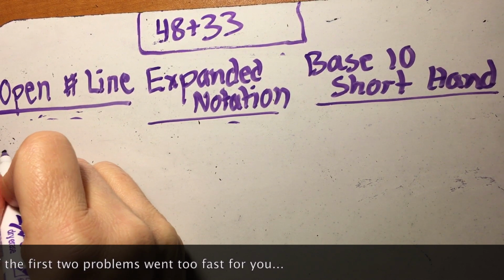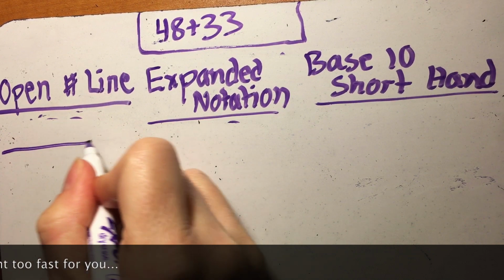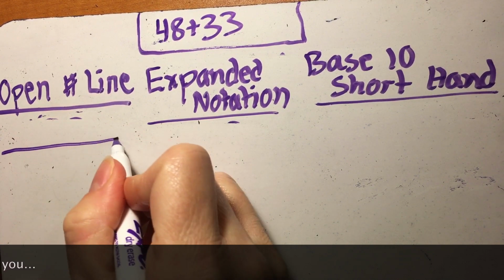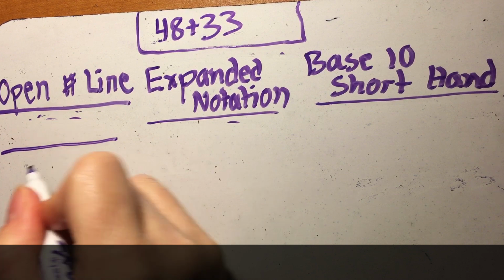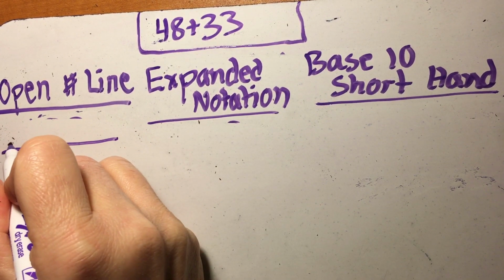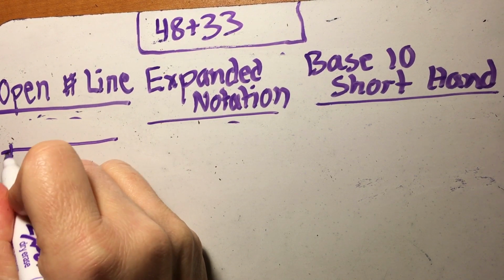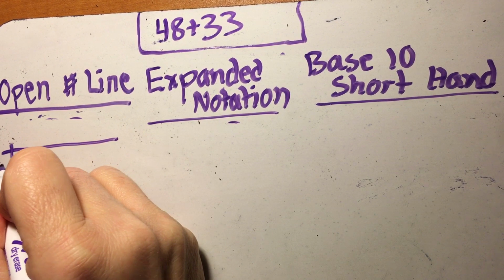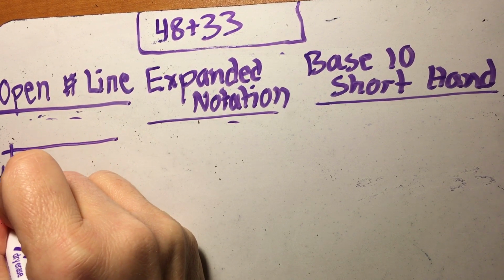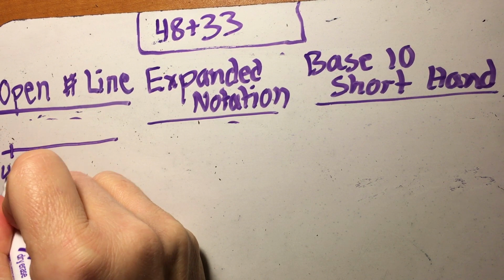In open number line, what your child will need to be able to do is count by tens, starting with a different number, so like 48, 58, 68, and so on. We talked about how these are like turnaround facts. You can start either way, but I think I start with 48 here. You can start with 33 if you wanted to and add 48 to it, or you could start with 48 and add 33 to it.